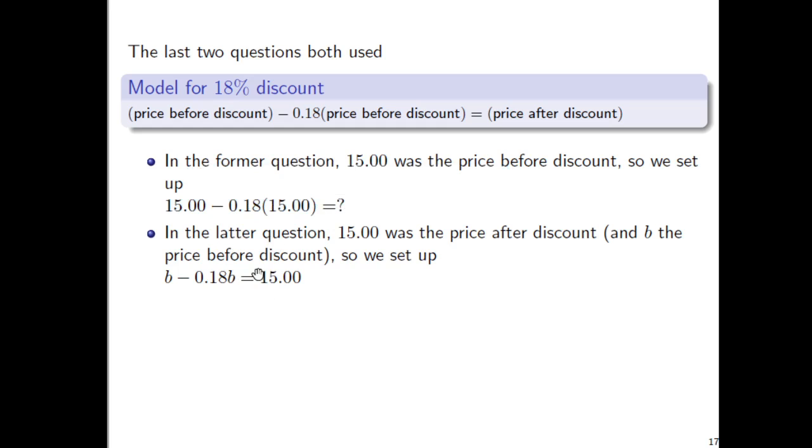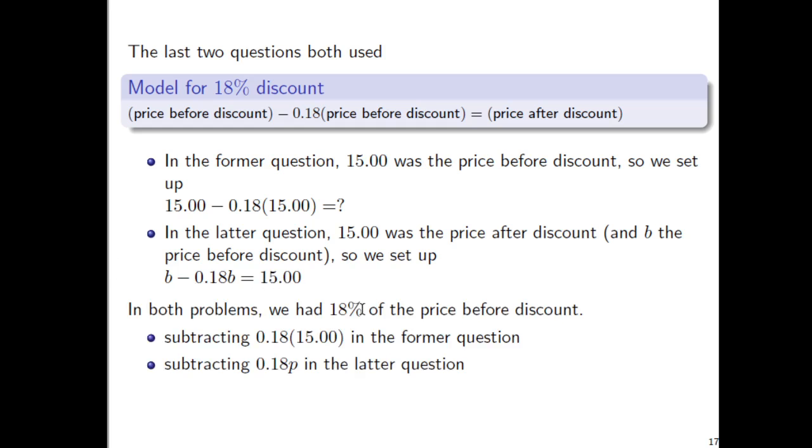It's just for the latter question, the thing that we needed was the price before discount, and we didn't know it, and it needed to appear in two places to set up an equation so that we could, after setting it up, solve the equation. But how could you set up this equation if you never said what the variable was in the first place, right?